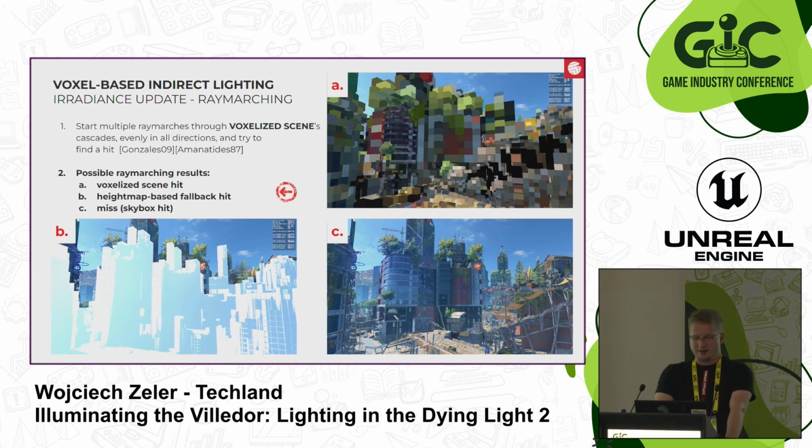And each remarch ends with one of three possible results. A voxelized scene hit, which is our best case scenario because it will give us a nice looking color bleeding. A height map based fallback hit, it will give us an approximate brightness. And in case of miss, a skybox hit.